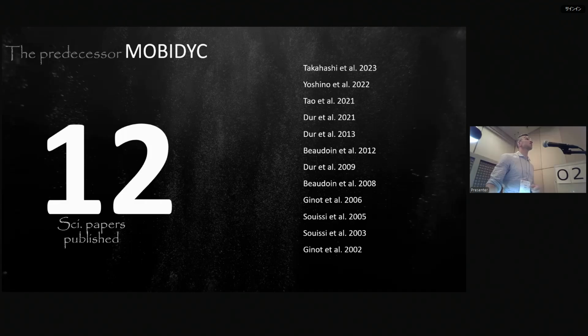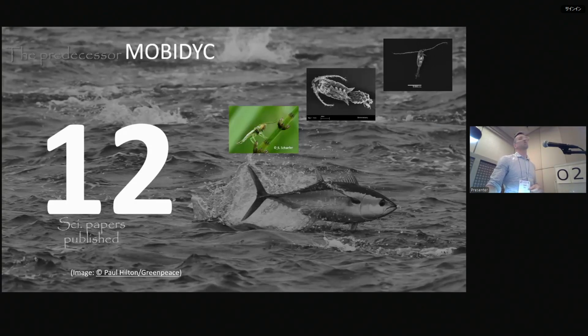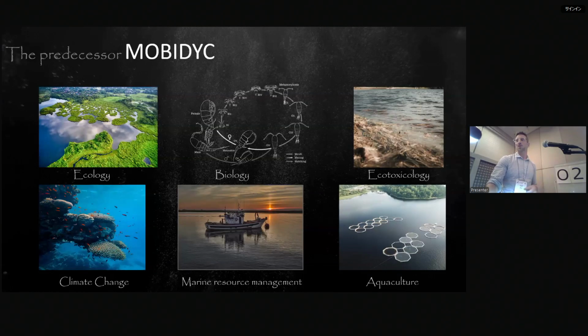In total, we have 12 scientific papers published with Mobidyc. Not only on copepods, we also have some studies on fish and harlequin fly, tackling scientific questions in the fields of ecology, biology, ecotoxicology, climate change, marine resource management, and aquaculture.